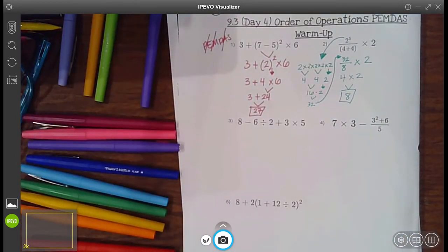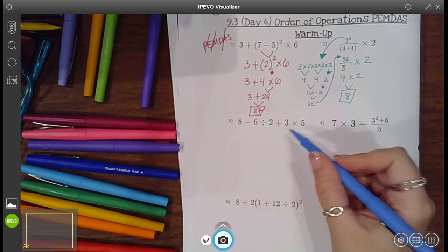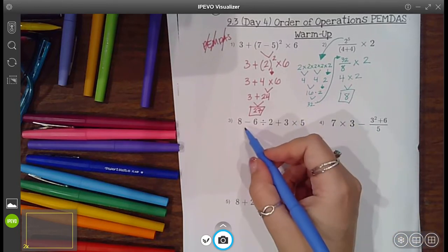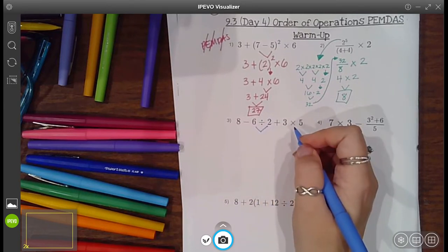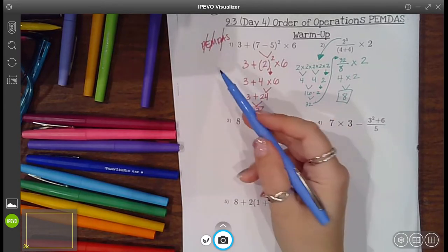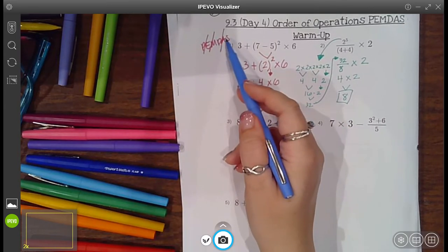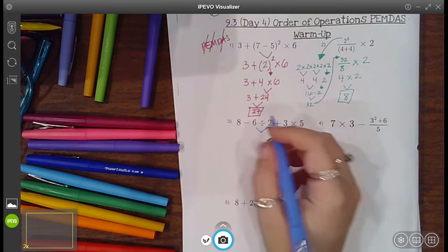All right, number 3. Do you see any parentheses? No. Do you see any exponents? No. Multiplication or division. Always start from left to right. There's the first multiplication or division that I see. You don't always multiply before you divide. M doesn't come before D. It's you multiply or divide before you add or subtract. So when deciding between multiplying and dividing, you go from left to right, just like you're reading a book.